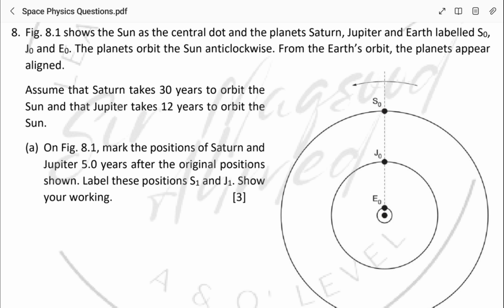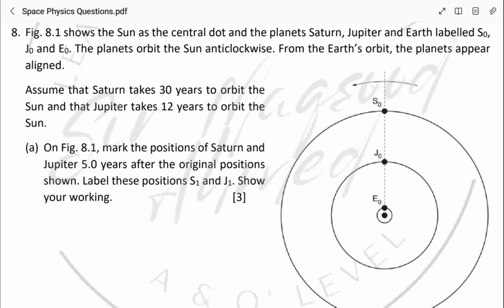Assume that Saturn takes 30 years to orbit the Sun and Jupiter takes 12 years to orbit the Sun. Part A: on figure 8.1, mark the position of Saturn and Jupiter 5 years after the original position shown. Label these positions S1 and J1. Show your working.